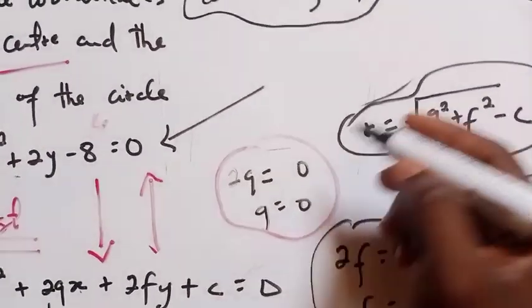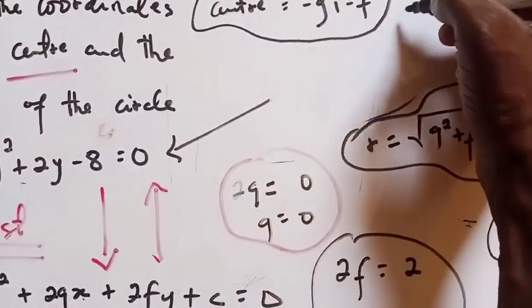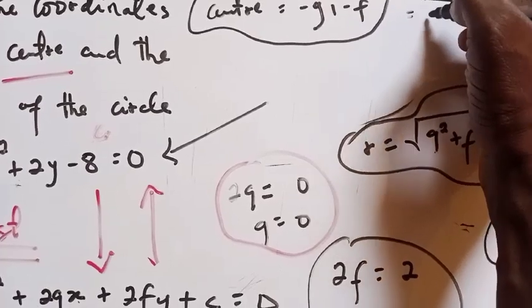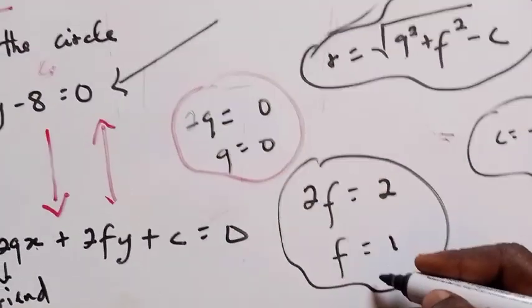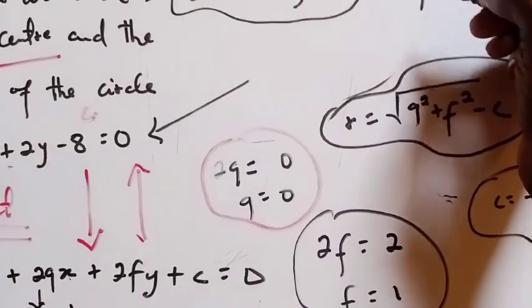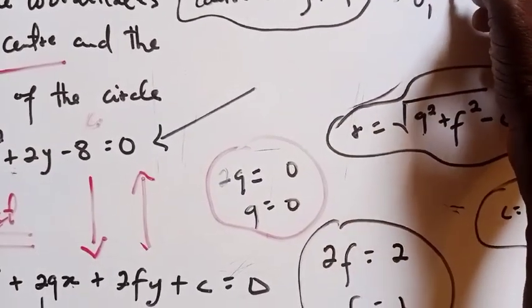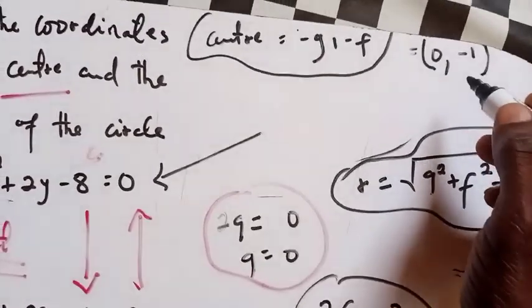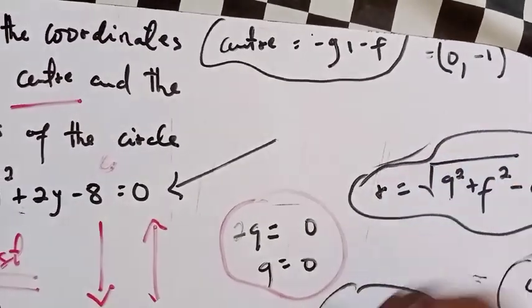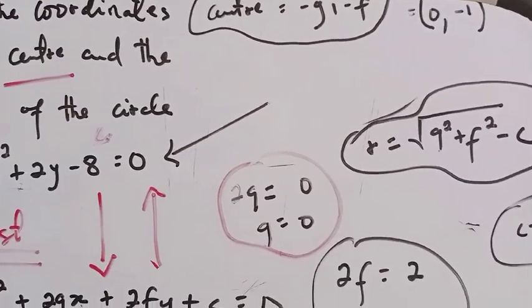So we have the g to be equal to 0. So negative g here, negative 0 is still going to be 0, and then you have the negative f, so you have the f to be 1. Meaning that our negative f here is going to just be negative 1. So this is going to be the center, right? So you have 0, negative 1 to be the center of the circle.